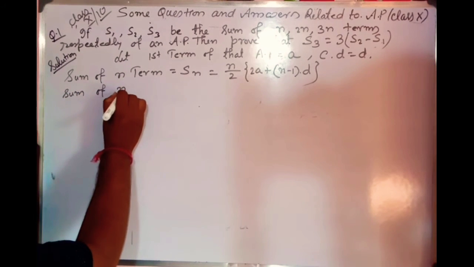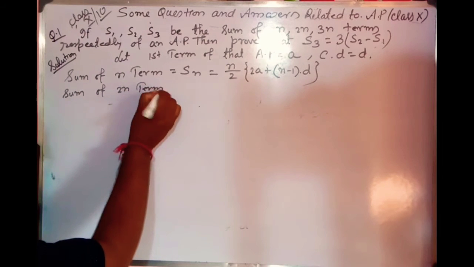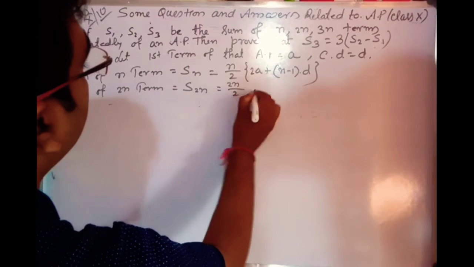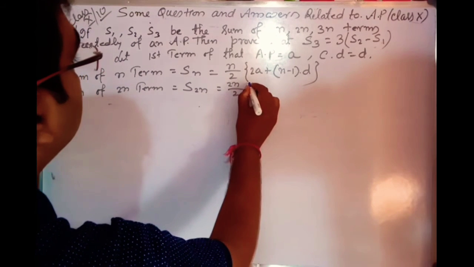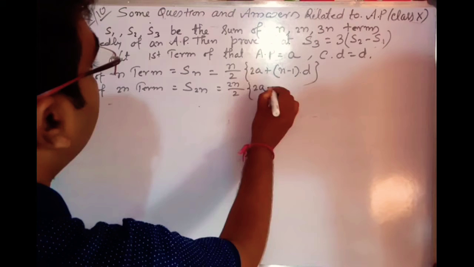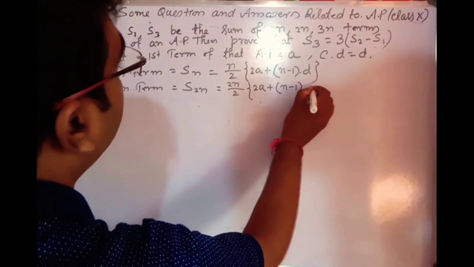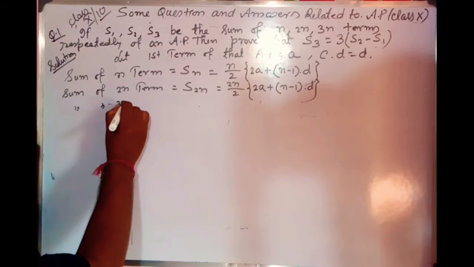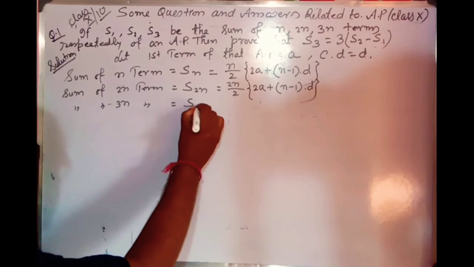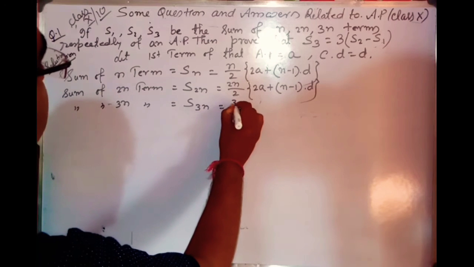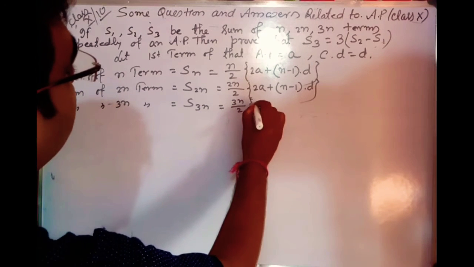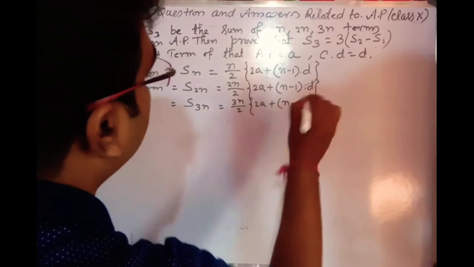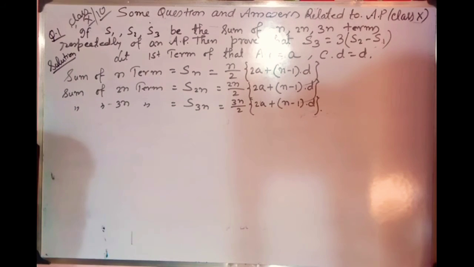Sum of 2n terms, S2n, is equal to 2n by 2 into twice A plus n minus 1 into D, and sum of 3n terms, S3n, is equal to 3n by 2 into twice A plus n minus 1 into D. Hope you are able to understand it.